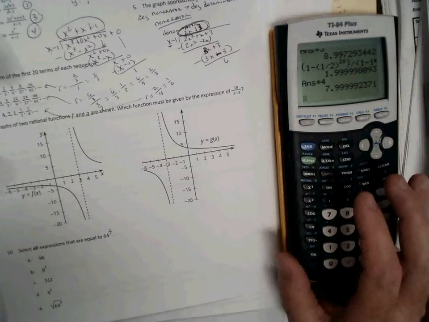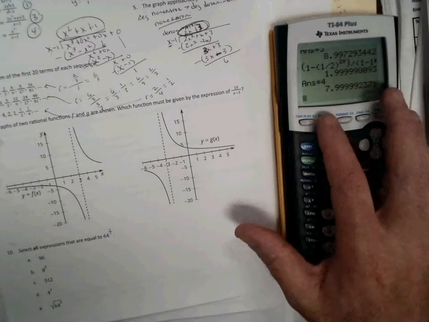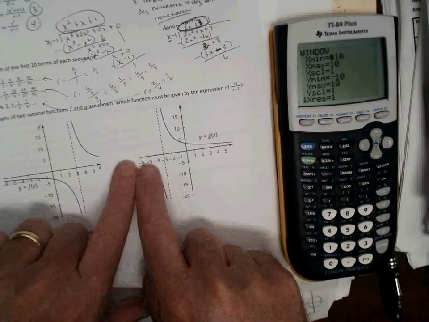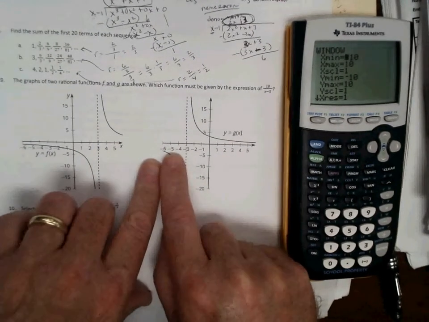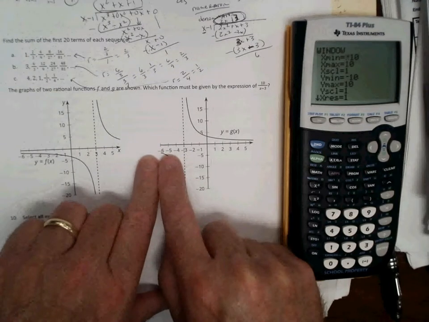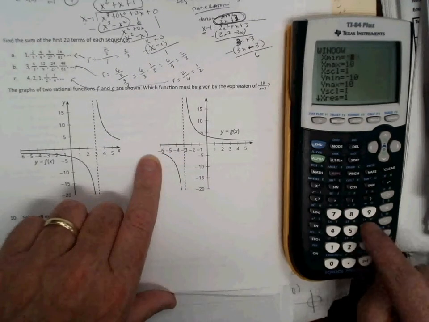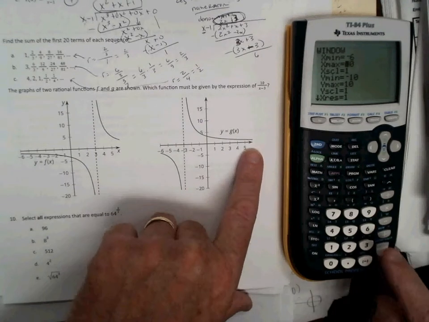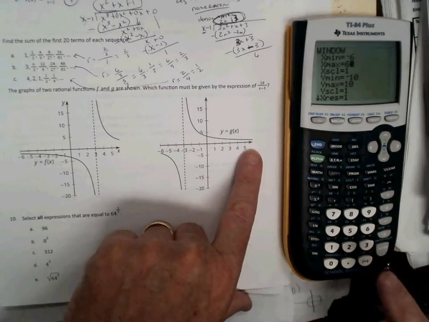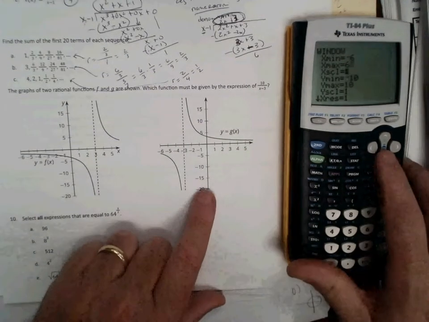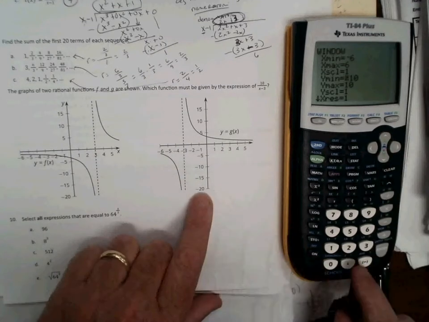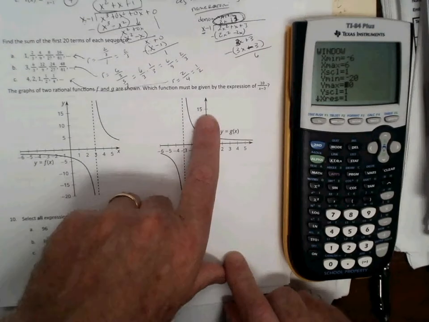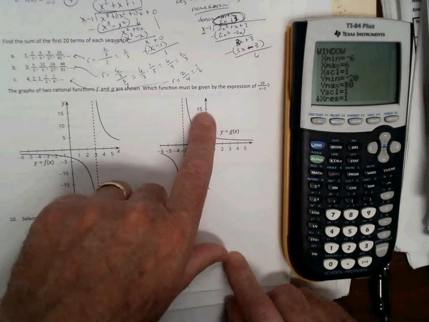We're going to start by setting our window to the same window we see for our functions, and you see in both of these the lowest possible value of x is -6, so I'm going to make my x min -6, and the highest possible value we see is x equals a little bit past 5, so let's go ahead and make that 6 also. And then our y min, our lowest y is -20, so I'm going to set that at -20, and our highest y value looks like bigger than 15. I'm going to go ahead and make that 20 also.